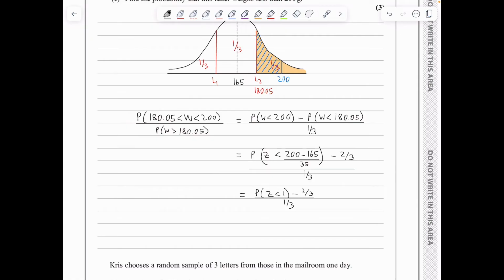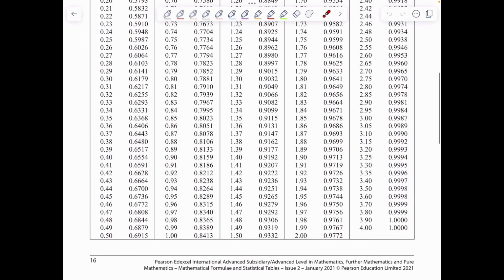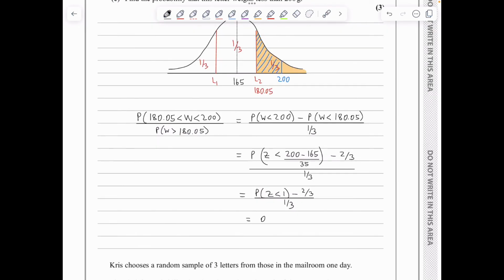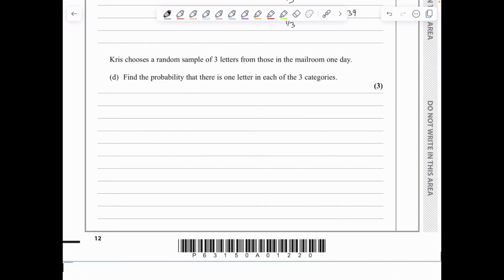so I'll have to go back to the normal distribution table to extract the probability of Z being less than 1. So looking at the table, this gives me a probability of 0.8413, and therefore this is 0.8413 minus 2/3 over a third, which gives an answer of 0.5239. Finally, we are told that Chris chooses a random sample of 3 letters, and we need to find the probability that there is 1 letter in each of the 3 categories.